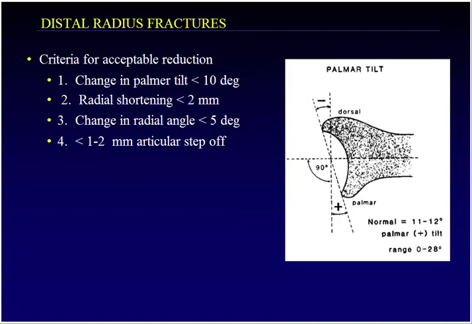All right, what are the criteria for an acceptable closed reduction of the distal radius? Well, you want to have change in the palmar tilt less than 10 degrees. So, of course, practically what that means is you can accept basically up to neutral alignment on your lateral image. If you have any amount of dorsal tilt or apex volar angulation, that by definition represents greater than a 10-degree change in the palmar tilt, and that would be an indication for more aggressive intervention. If you have radial shortening greater than 2 millimeters, if you have change in the radial inclination greater than 5 degrees, or if you have greater than 2 millimeters of articular step-off, these would all be indications for a more aggressive surgical intervention.